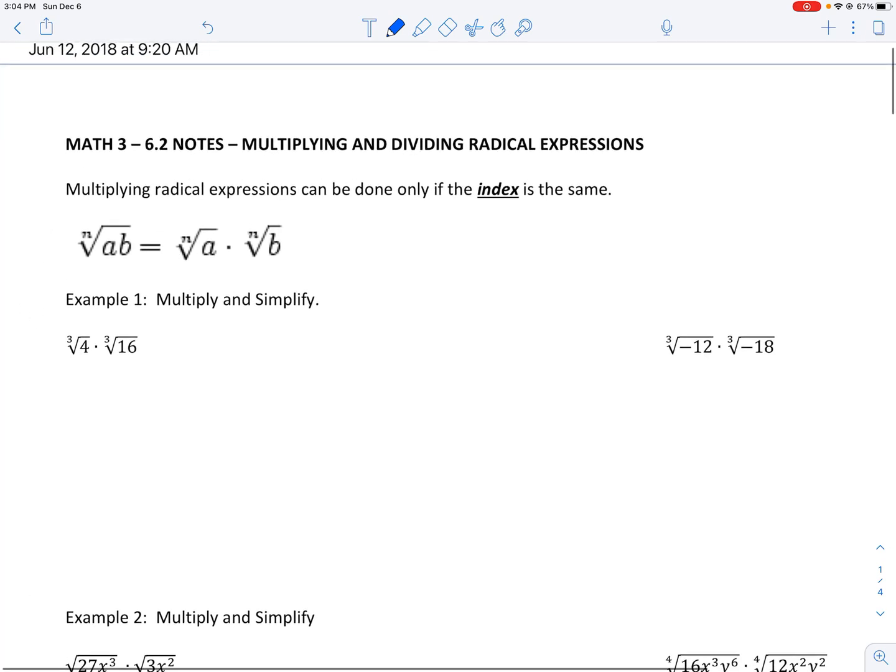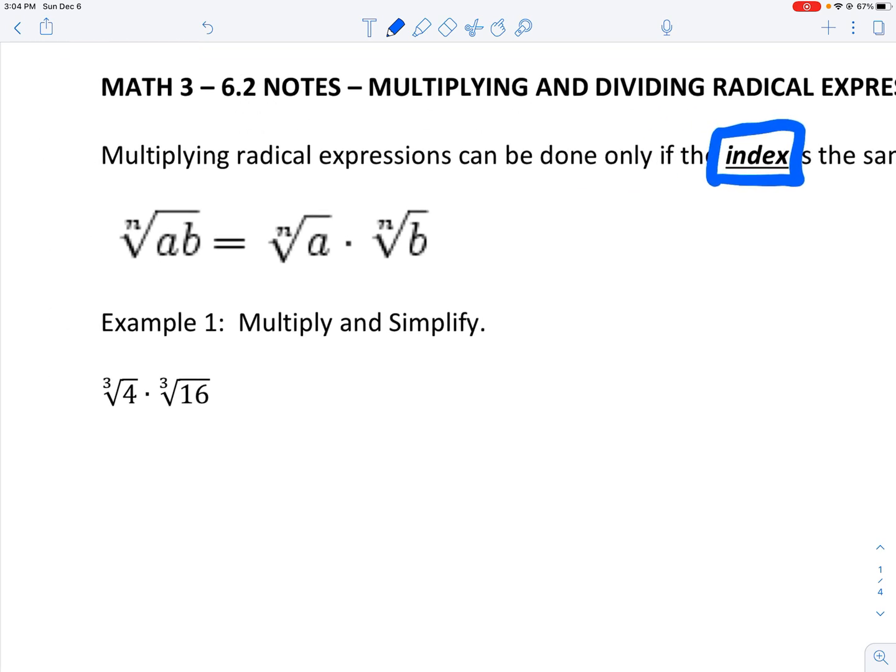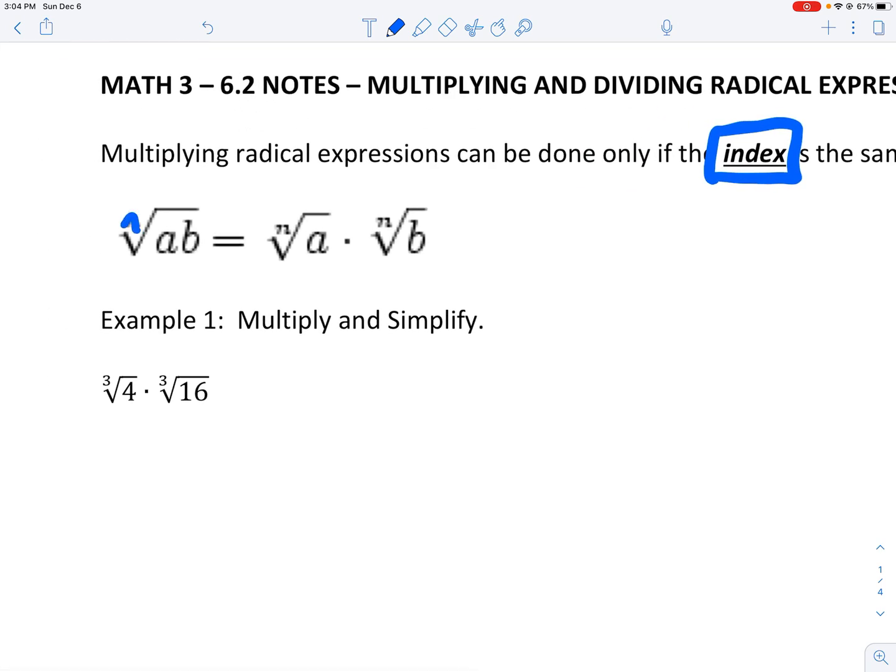So when you multiply radical expressions, it can only be done if the index is the same. And again, remember the index is the root you're taking. So if you have the nth root of AB, you can split that up as the nth root of A times the nth root of B. You can go this way as well. It works both directions. So you can combine it as one, or you can split it into two.